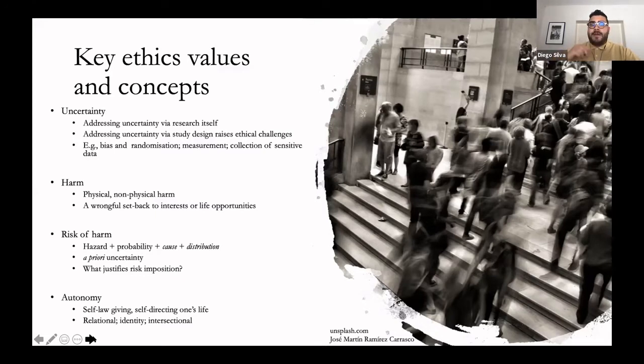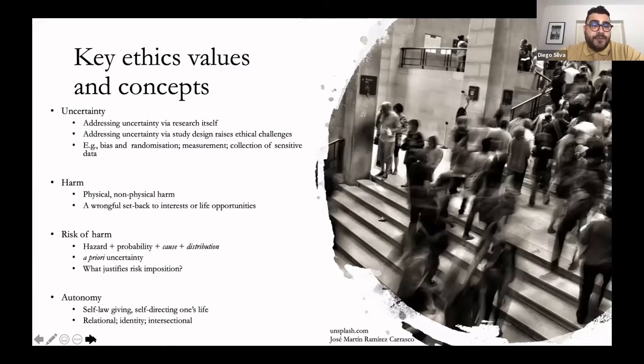Finally, we're interested in individuals, we're interested in these individuals as autonomous people, right? So this is where you get things like informed consent. So what do I mean by autonomy? Autonomy is this idea that you're self-law-giving, or you're directing your life as you see fit towards certain ends, right? You're shaping your life.